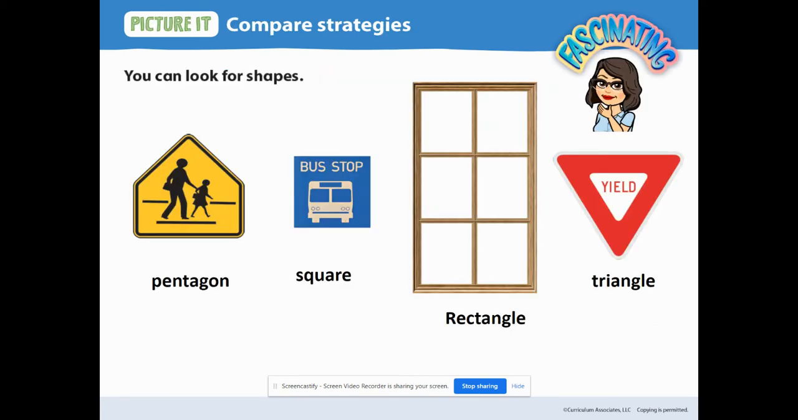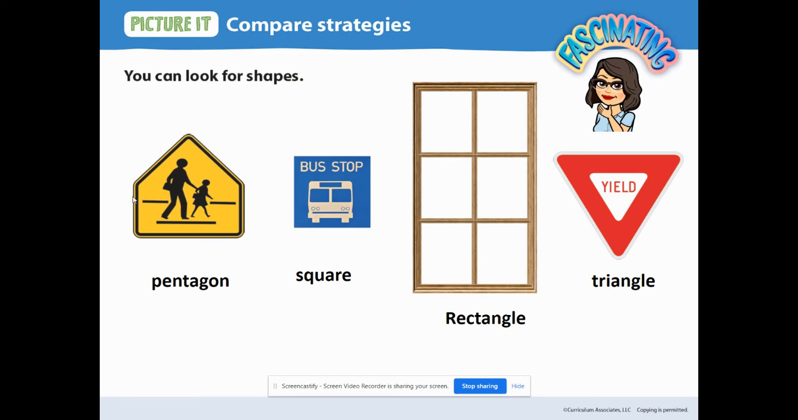All right, my friends. So when you are all done labeling yours, here is the strategy we are going to use: picture it. Looking around, just like we did in our home, but if you look around outside, you see shapes all around. The first shape that we see, you can picture it. It's a pentagon.